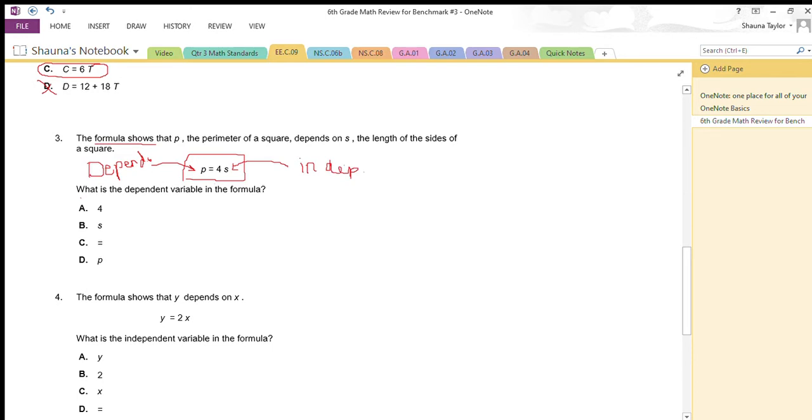So now the question says, what is the dependent variable? So since we already showed it here, I can see that it is P. So I go to my multiple choice, and there's P.